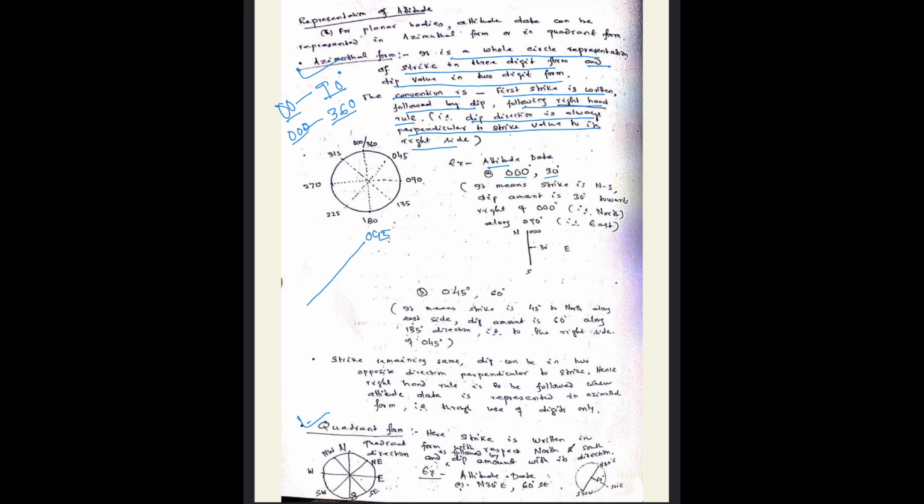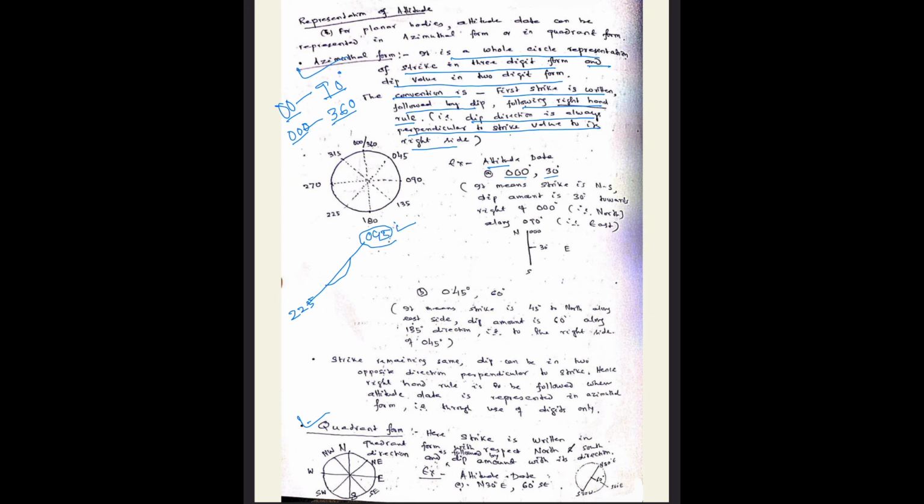So the other end will be 2, 2, 5. This will be the value, because this amount is 180 degrees. So simply writing a 3-digit value will be enough to represent the strike. Then we will see that the dip amount is being mentioned.